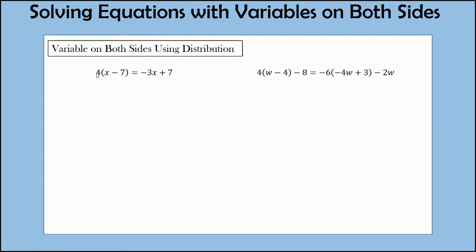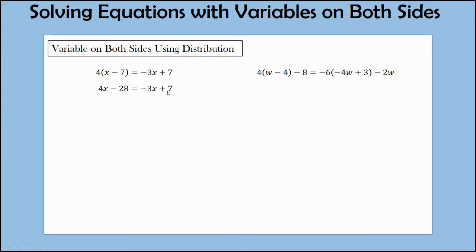So the first thing I'm going to do is take this 4 and distribute it through the parentheses. That'll give me 4x minus 28. The right side is negative 3x plus 7. So I have the left side is two terms, the 4x and the negative 28. They're not like terms, so I can't put them together.